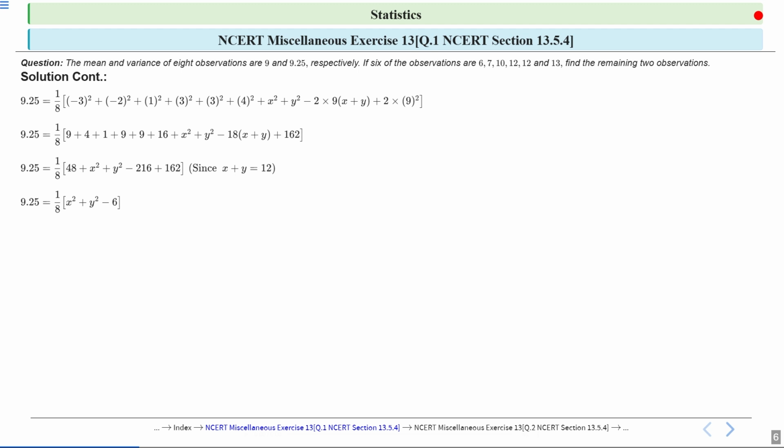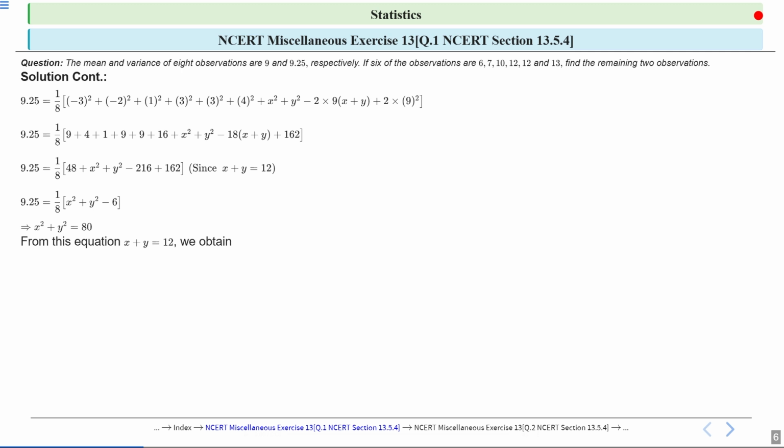Now let's further simplify the equation. So 9.25 equals 1 divided by 8 times (x square plus y square minus 6). To isolate x square plus y square, we multiply both sides by 8. That gives us 9.25 multiplied by 8 is equal to x square plus y square minus 6. So 74 equals x square plus y square minus 6, and adding 6 to both sides, we get x square plus y square is 80.